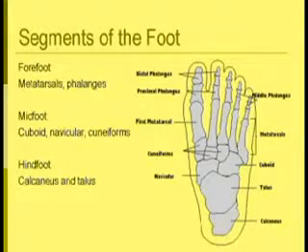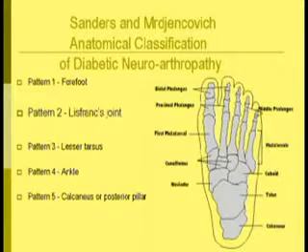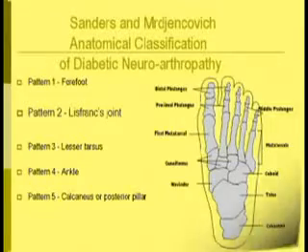If you look at the segments of the foot, you can have metatarsals and phalanges in the forefoot, the midfoot having a cuboid, navicular, and cuneiform, and the hindfoot having a calcaneus and talus. The Sanders and Frykberg anatomical classification of diabetic neuroarthropathy consists of 5 basic types.